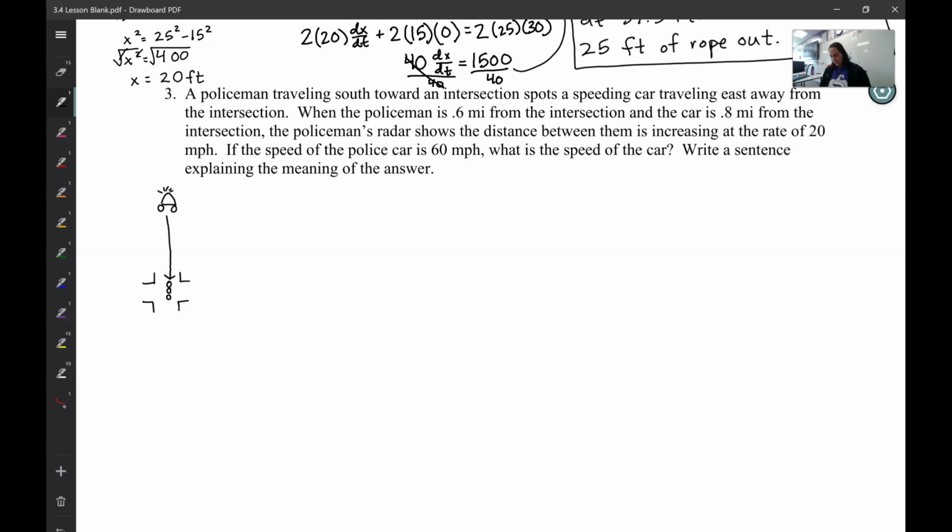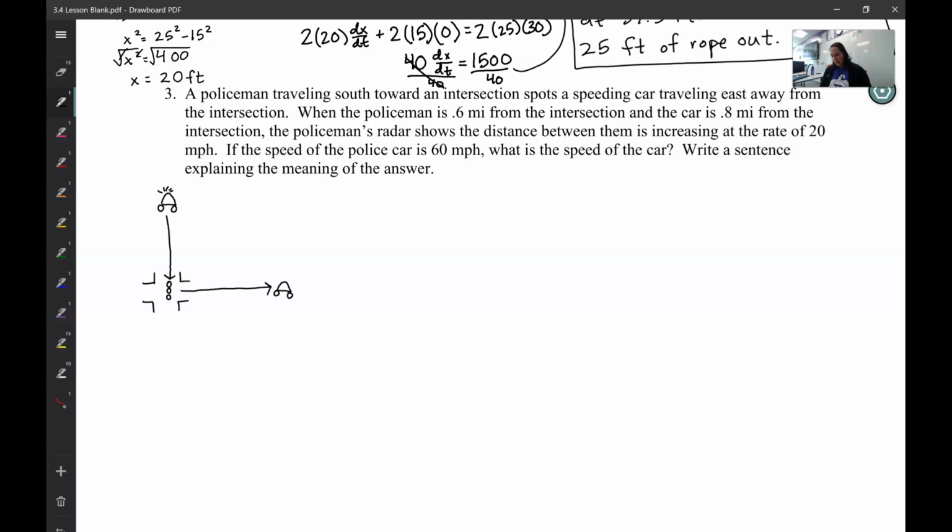And he spots a speeding car traveling east away from the intersection. So here's my speeding car. He is traveling east away from the intersection. North, east, south, west. Never eat soggy waffles.